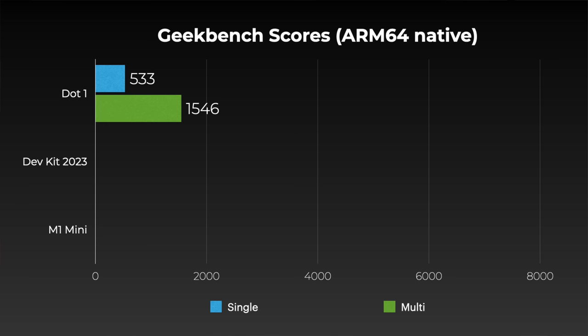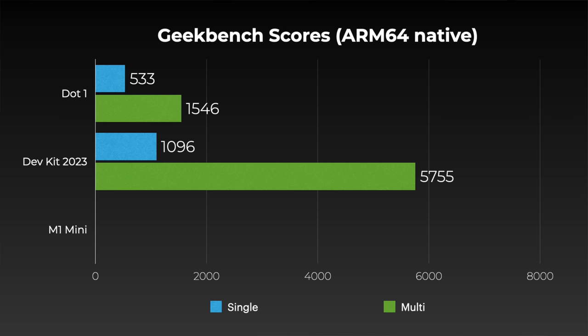The next thing I wanted to test was a simple CPU benchmark, Geekbench. It's not comprehensive, but it does provide a good baseline for comparison, and it runs native on ARM and x86. Well, the dev kit beats the pants off the .1. It put out a score of about 1100 single core and 5700 multi-core. That's compared to 500 and 1500 on the .1.